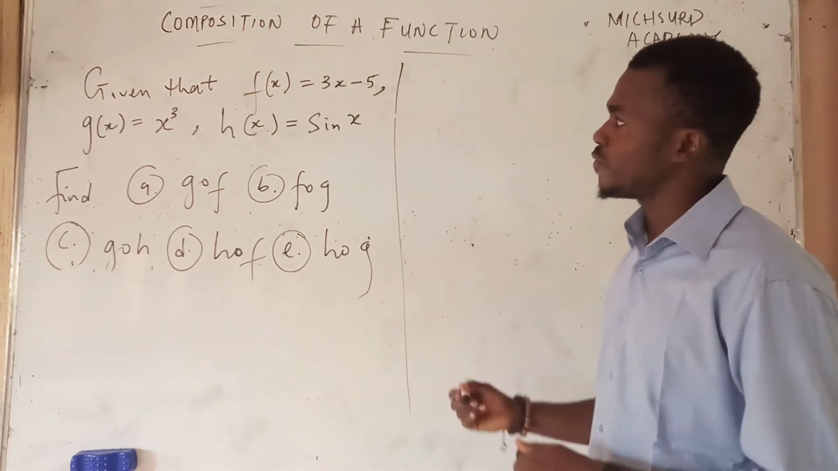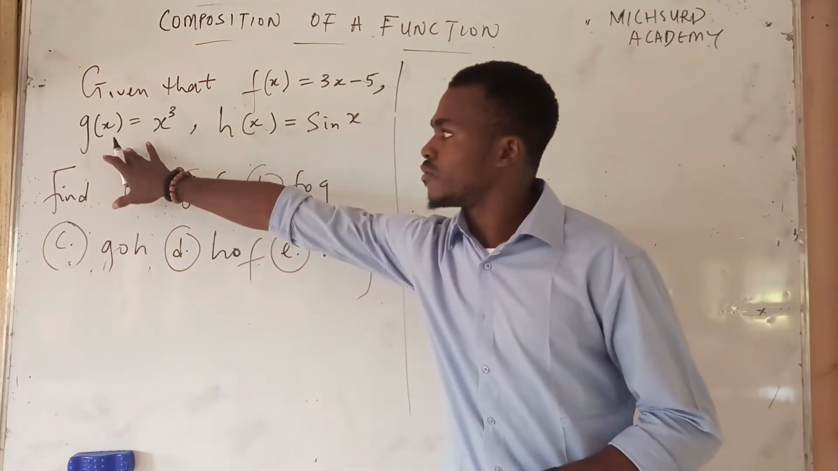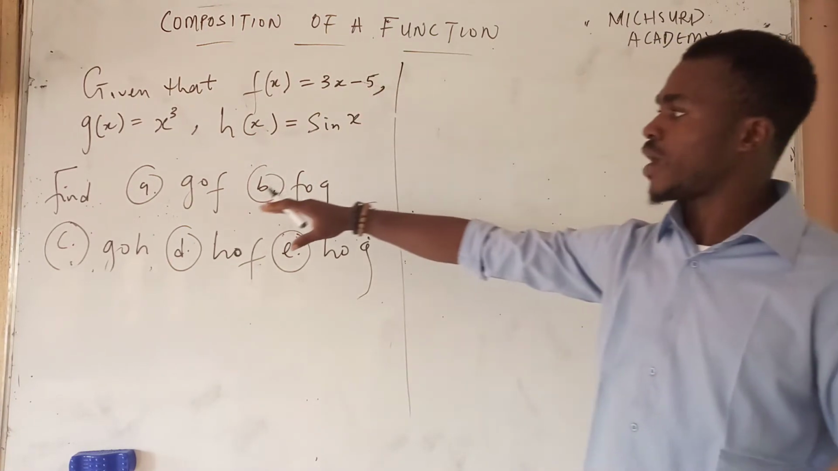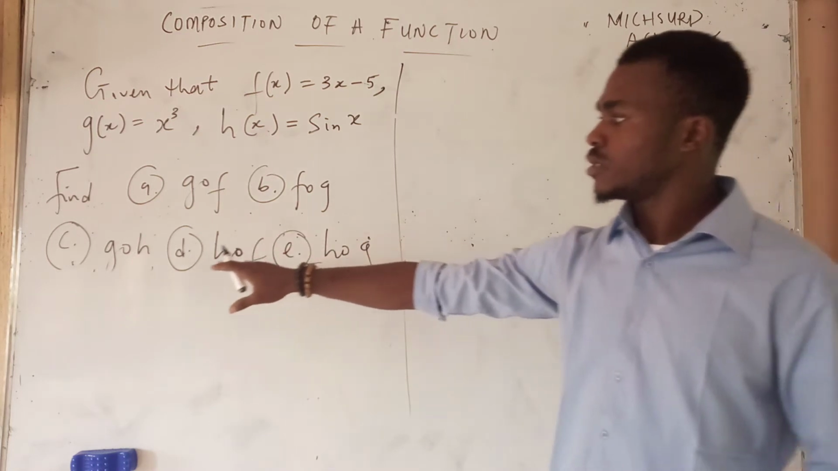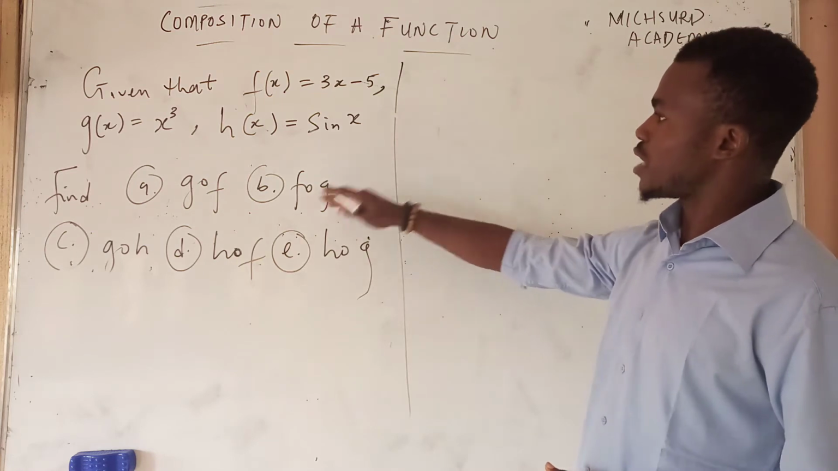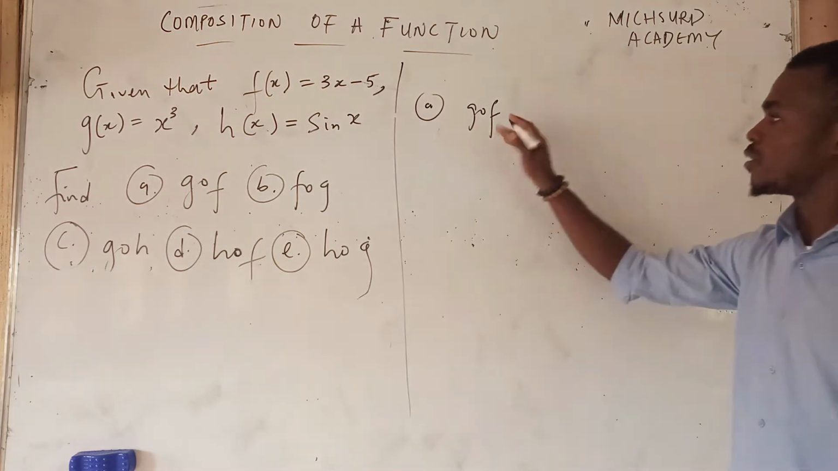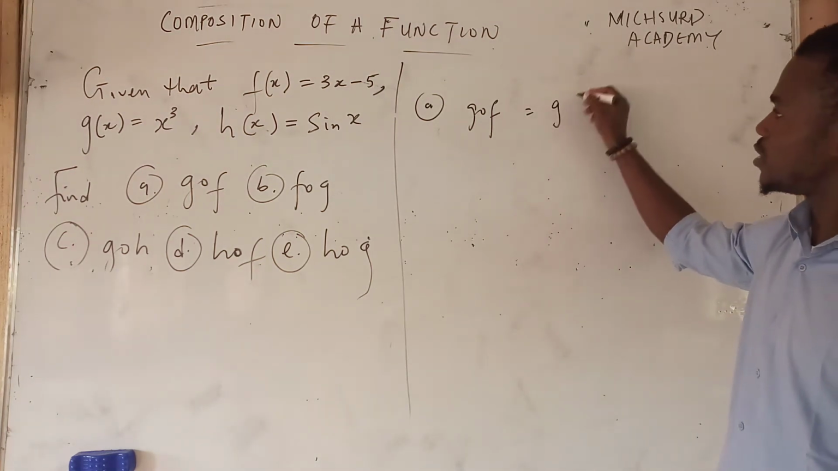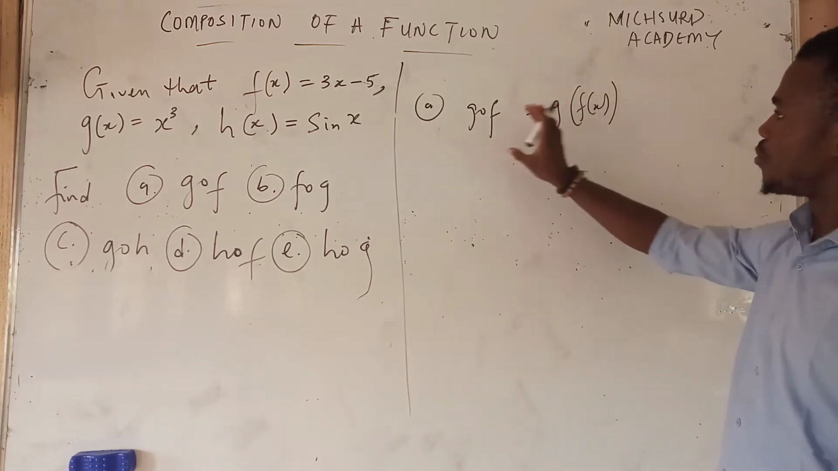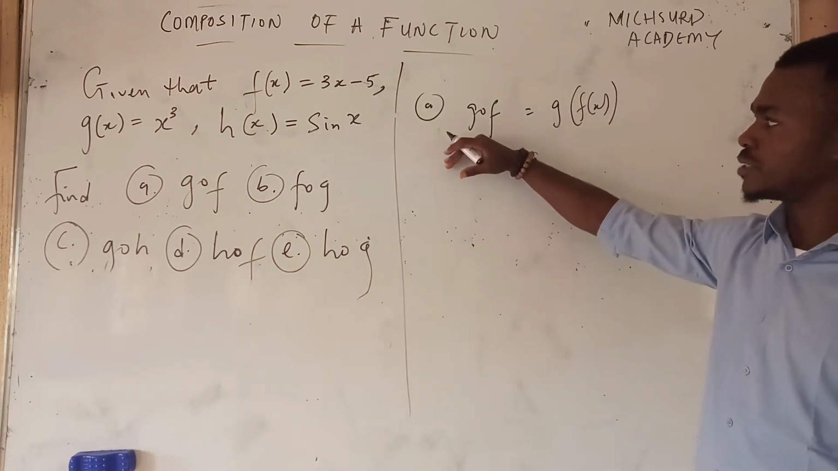Now we have three functions here: f of x, g of x, and h of x, in this form. Now we are asked to find the compositions, the g of f, the f of g, and so on. So what it means is that, like the first one there, we have the composition g f of x. It means that we want to compose f of x into g of x.